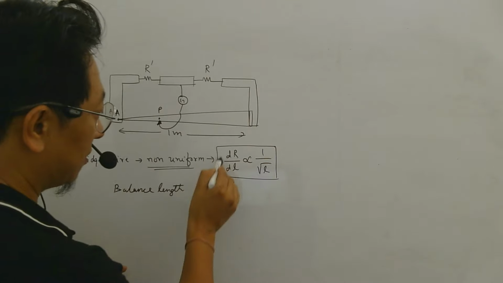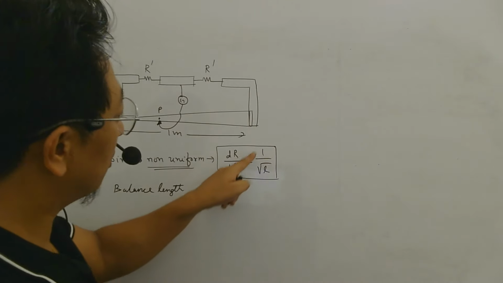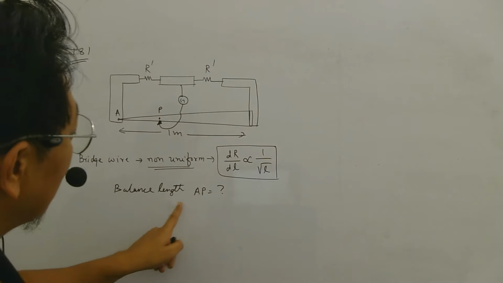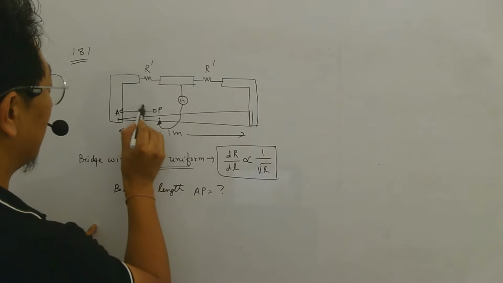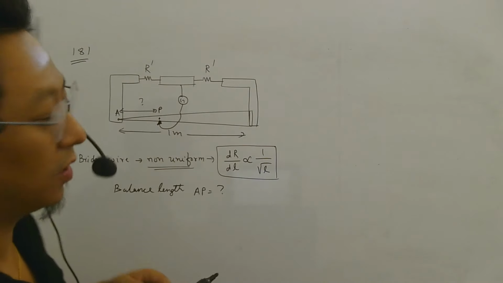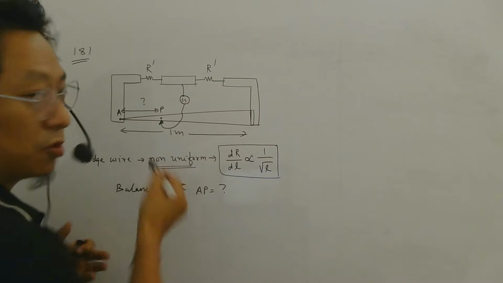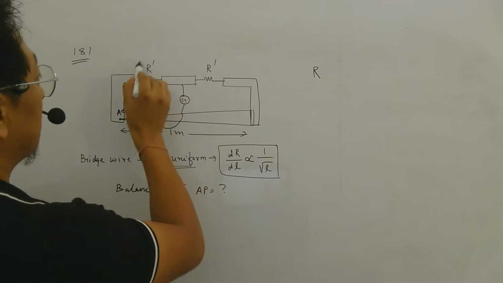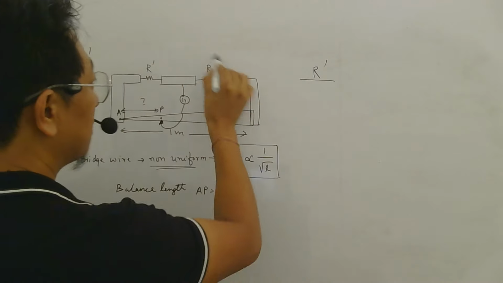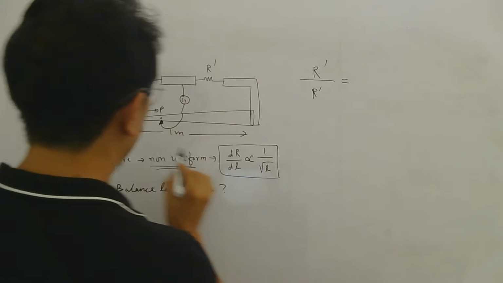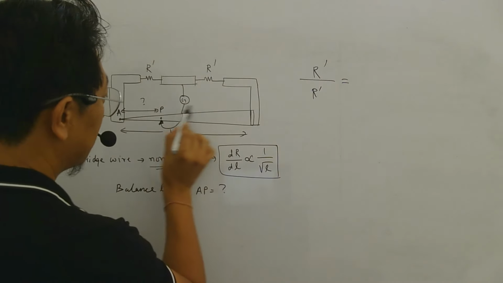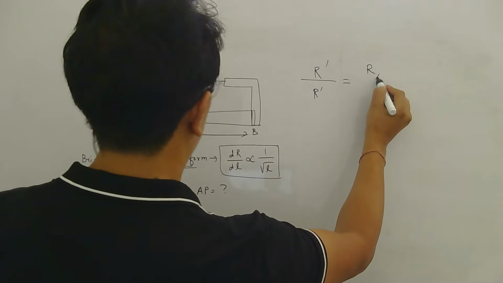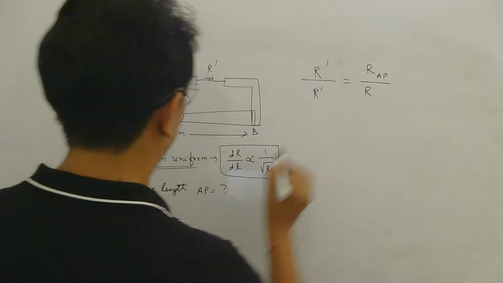They have mentioned that the bridge wire is non-uniform, and therefore its resistance changes with length as you move this side according to this formula. This is the change in resistance with length, which is proportional to 1 by square root of the length which you have travelled. They want the balance length AP, when the galvanometer will show no deflection. If the galvanometer is not showing deflection, the circuit is balanced, and for the balanced condition, the resistance of the left gap by the resistance of the right gap will equal the resistance of the part AP divided by the resistance of the part PB.